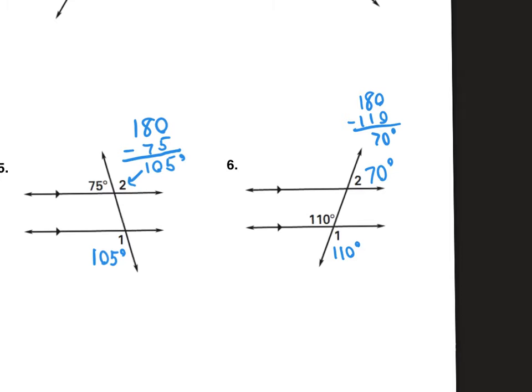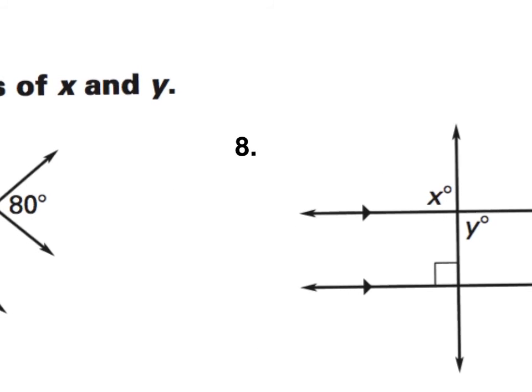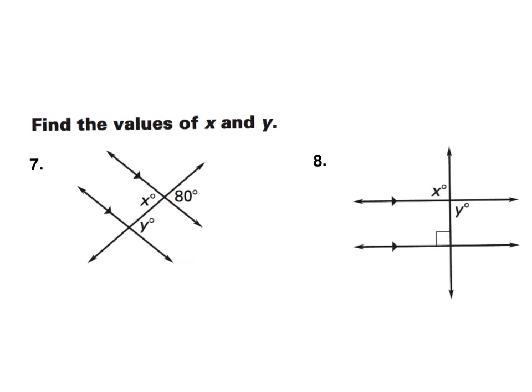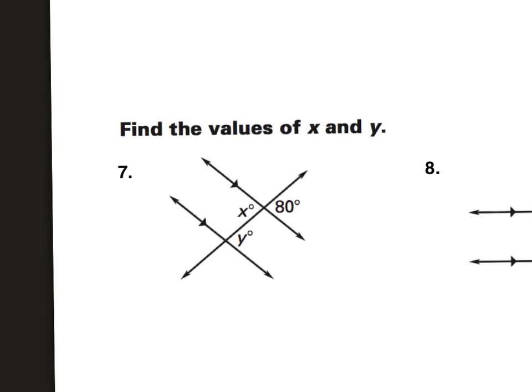Moving on. Oh, now instead of numbers, they put variables. It's the same. We're going to solve it the same way. We're going to find the values of x and y, and x is a vertical angle with the 80 degrees, so x is also 80 degrees because all vertical angles are congruent. And y and the 80 degrees are corresponding angles, or you could think of it as x and y are alternate interior angles. Either way, they are congruent, so y will be 80 degrees.